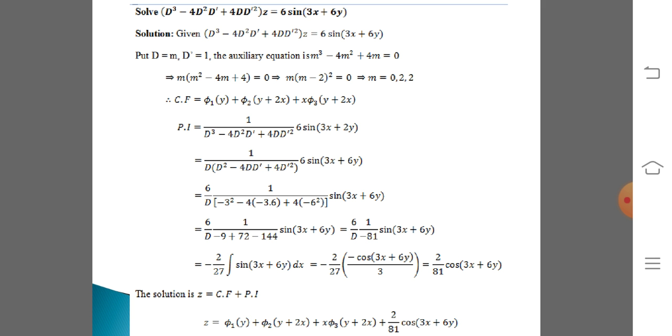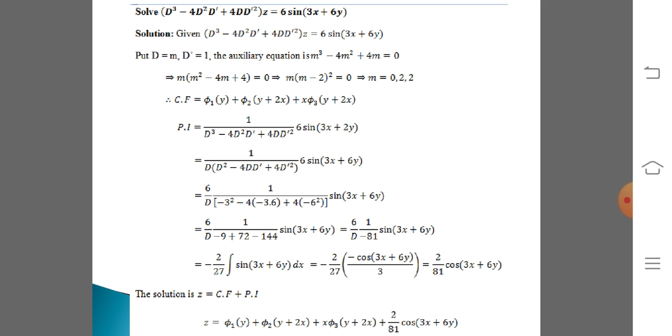What is integral sine of 3x plus 6y with respect to x? So integral sine is minus cos. So minus cos of 3x plus 6y by the derivative of 3x plus 6y with respect to x, which is 3. Okay. So in the denominator we have 27 into 3, it is 81. There are 2 minus signs. So ultimately we have PI equal to 2 by 81 cos of 3x plus 6y.